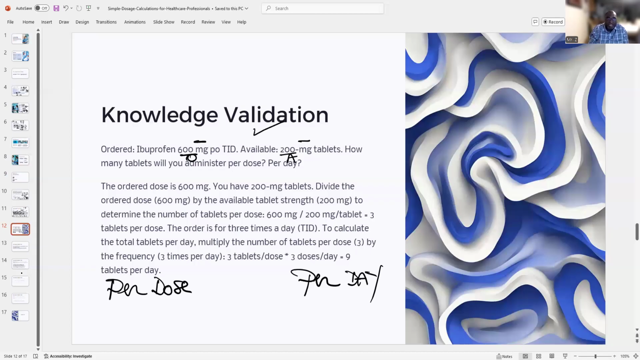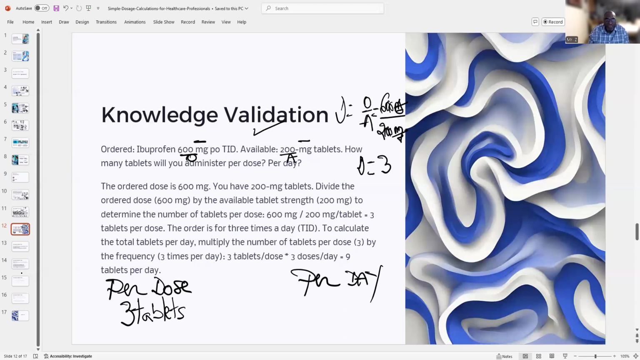So in this case, my dosage, as you know, equals order divided by available. Well, your order is 600 milligram divided by 200 milligram. That milligram you cancel. So it's going to be 600 divided by 2. It's going to be 3. So you're going to give 3 tablets. That's what you're going to give per dose.